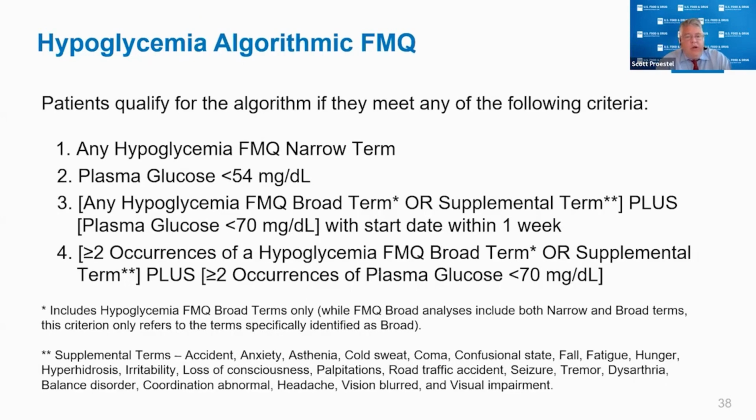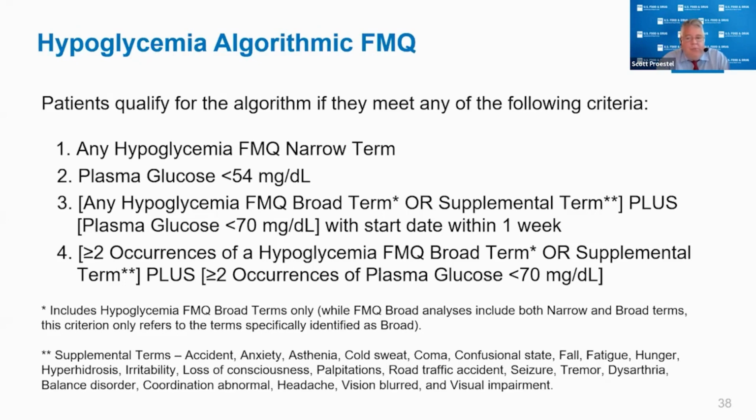So this is a little more complicated, the hypoglycemia FMQ. Again, it follows a similar structure to what you saw for rhabdo. And we have as our first criterion any narrow term for hypoglycemia. Again, for the second, we see a laboratory finding. And for the third, it's a combination of laboratory data plus an adverse event term and timing information. So these are events that have to occur within 1 week of each other.